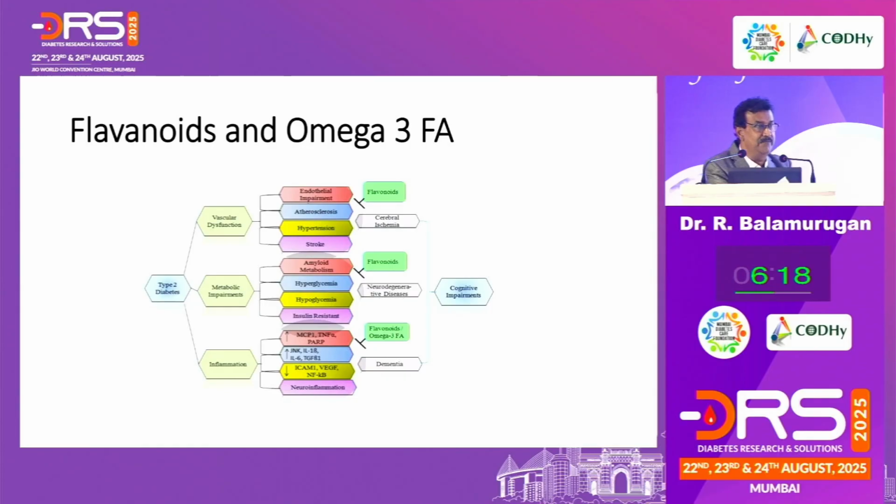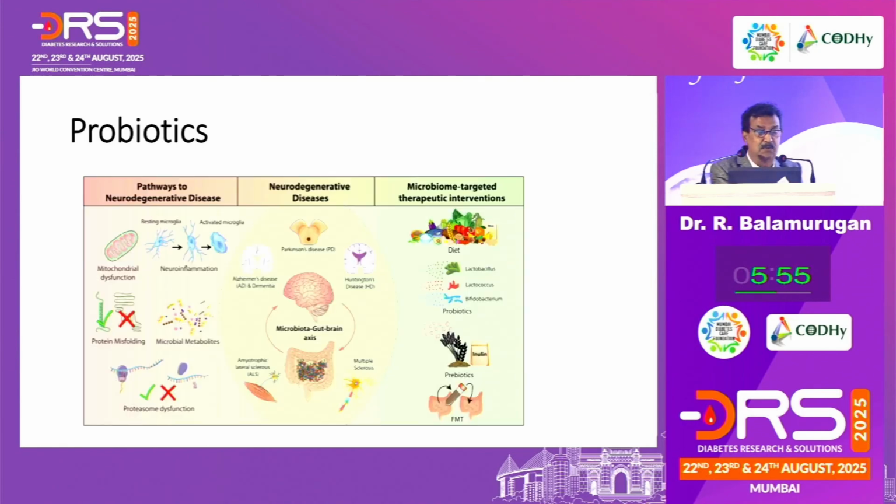So, what is the role of these drugs? Flavonoids and omega-3 can have a beneficial effect on the vascular dysfunction in terms of endothelial impairment and atherosclerosis. Again, looking at the metabolic impairments in type 2 diabetes, mainly at the amyloid metabolism, here also the flavonoids can be useful. Again, for inflammation also, flavonoids and omega-3 fatty acids can be useful.